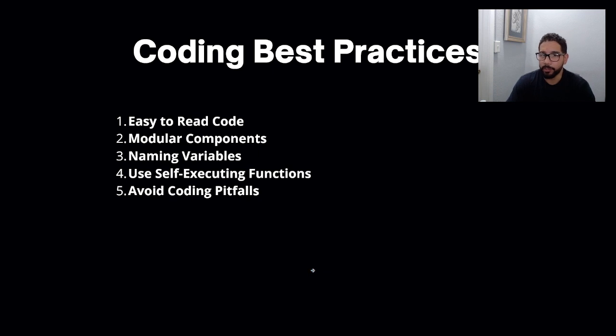So what are some of the coding best practices? Well, we want to have code that's easy to read. You want code that is modular. You also want to have good naming for variables, functions, and renaming elements. Also, how self-executing functions work and when to use them. And you also want to avoid some coding pitfalls.